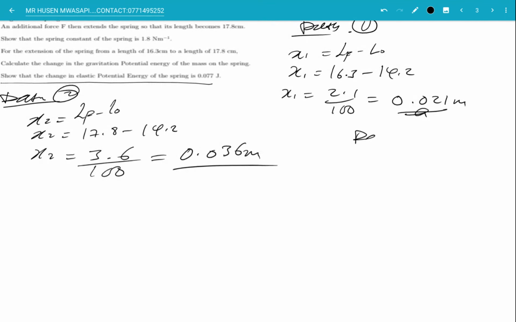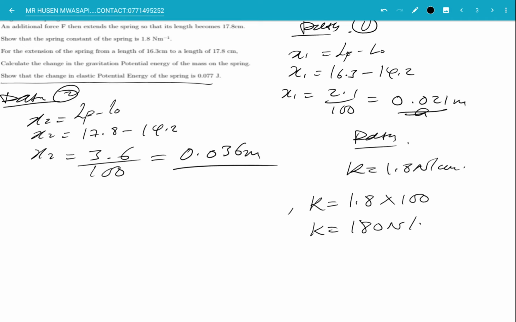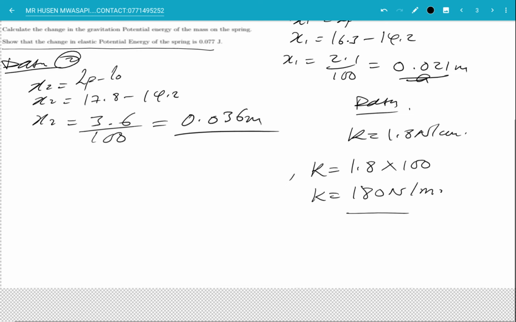So now you have the extensions. You also need the K value. Remember, the K value was found to be 1.8 newtons per centimeter. Now you need this to be in meters because the spring constant is always in meters. So to convert 1.8 to meters, just multiply by 100. So K is equal to 180 newtons per meter. With these values, all we have to do is now just substitute.